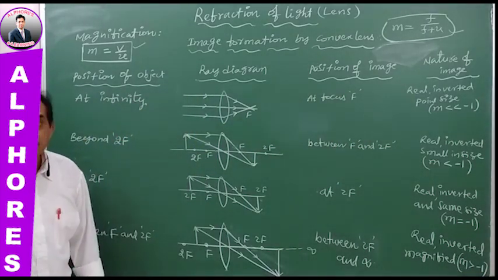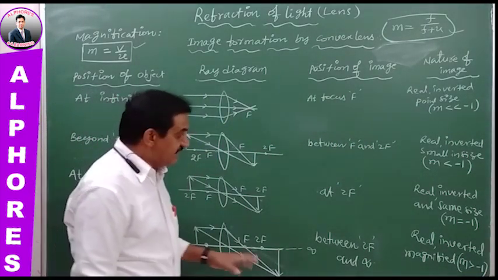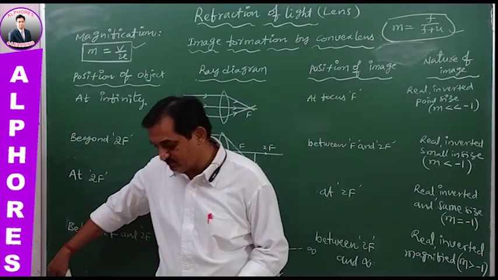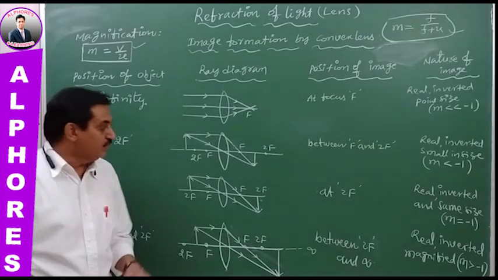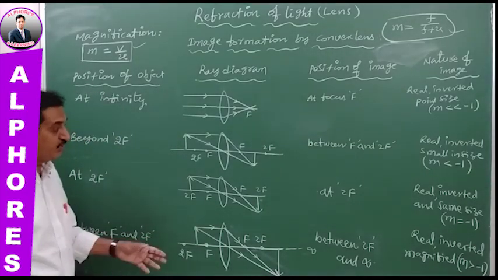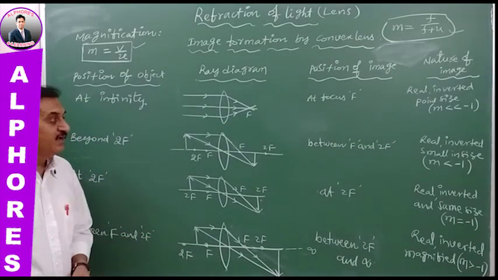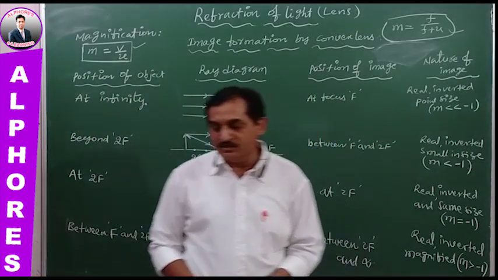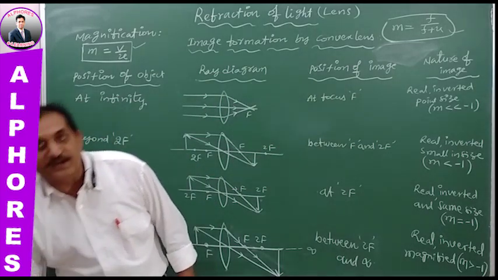These are the images formed by the lens when the object is kept in different situations. The image is given at different locations, along with their nature and their magnification. In all the cases it is negative, right? So let us go for another case.